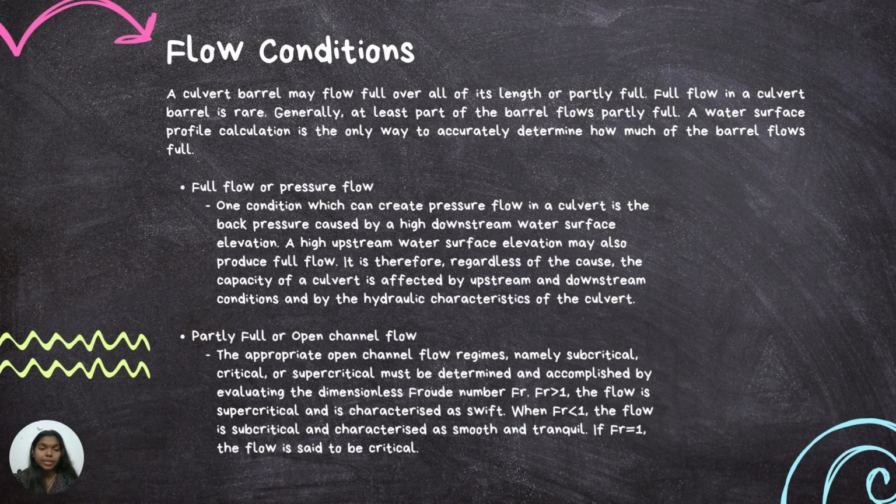Partially full and open channel flow. The appropriate open channel flow regime, namely subcritical, critical, and supercritical, must be determined by evaluating the dimensionless Froude number, which we have learned, Fr. Fr more than one, the flow is supercritical. Fr less than one, it is subcritical, and Fr equals one is critical. So we can identify by that.